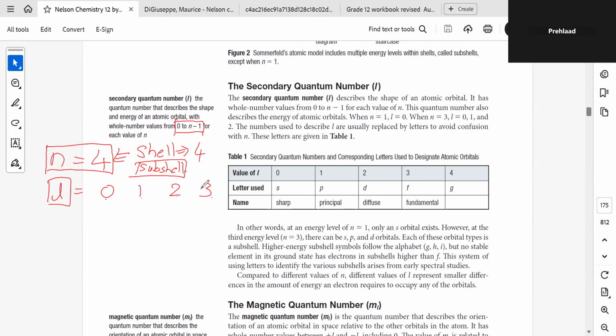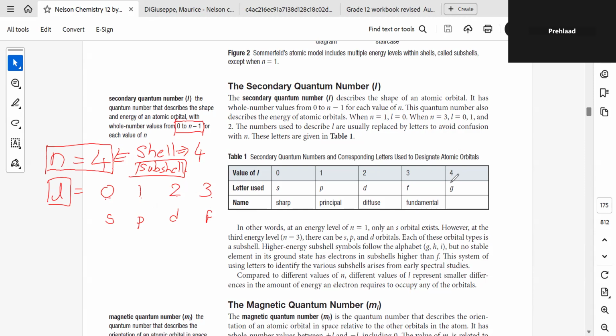Yes, I get it. So each shell will have subshells, and depending on the value, certain letters are used. If the number is 0, it is S. If the number is 1, it is P. If the number is 2, it is D. If the number is 3, it is F. If the number is 4, it is G. And hypothetically, this number can go on increasing: 5, 6, 7, 8, 9, 10, and so on.